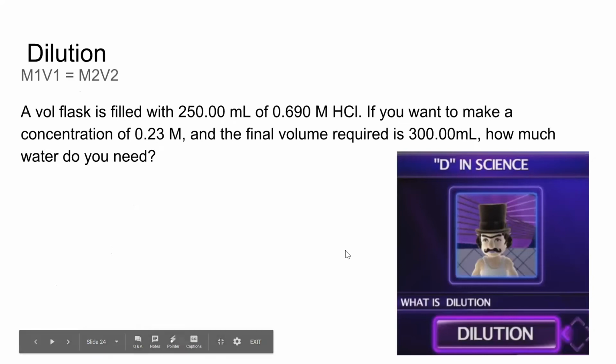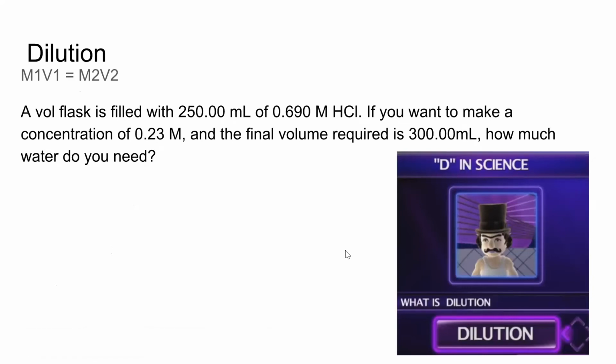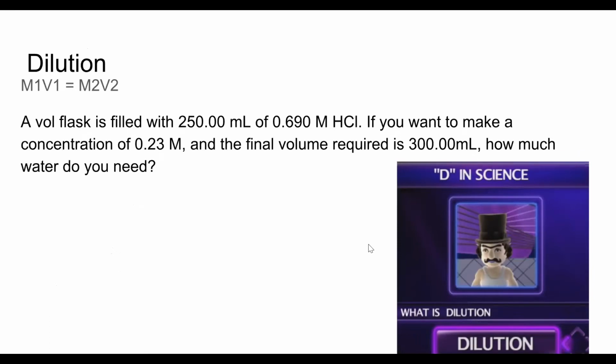Alrighty. Next is dilution. The formula is going to be M1V1 equals M2V2. Here we have a volumetric flask filled with 250 ml of 0.690 molar HCl. If you want to make the concentration become 0.23 molar, with a final volume of 300 ml, how much water do you need to add?